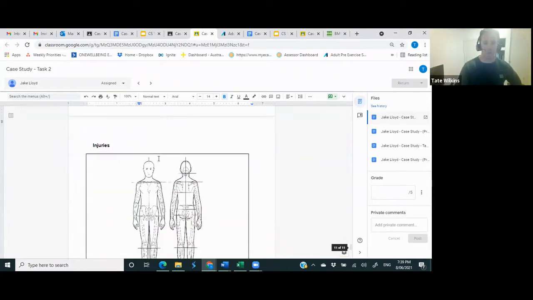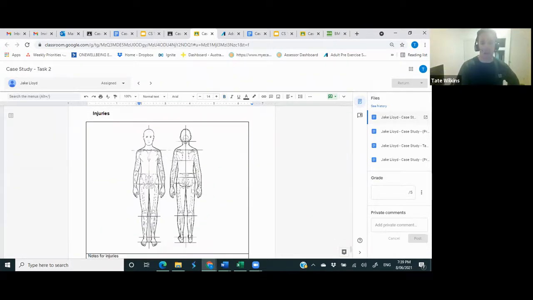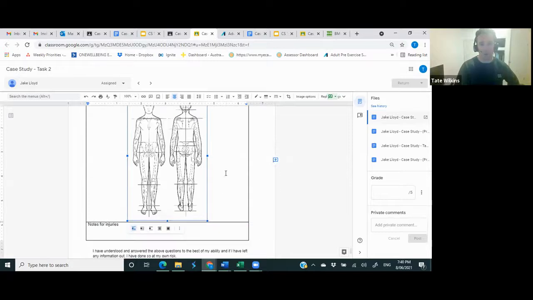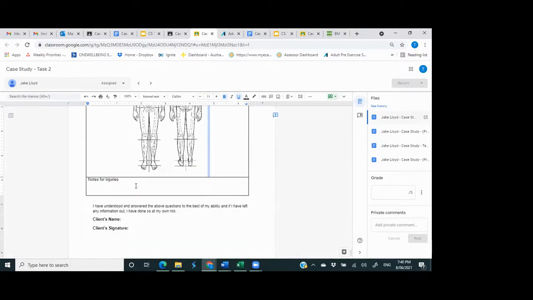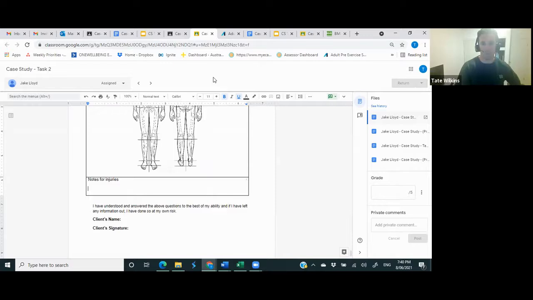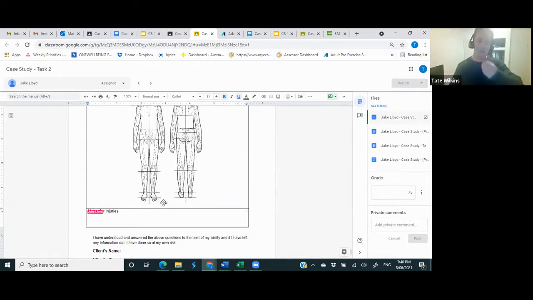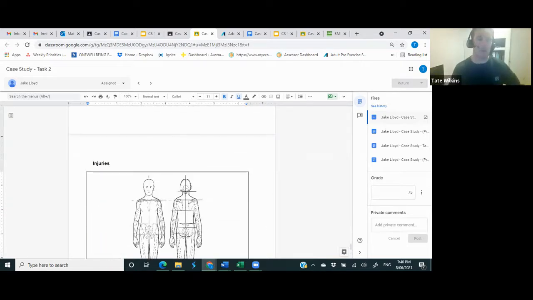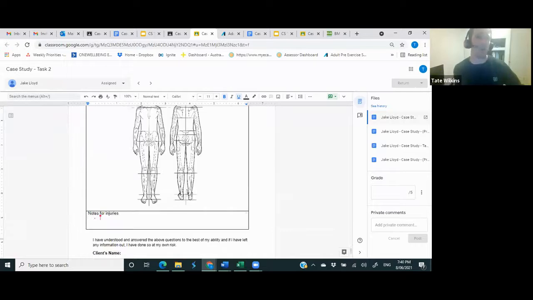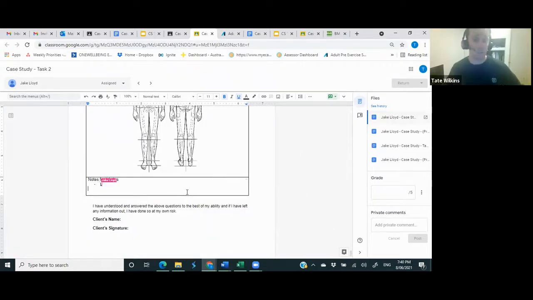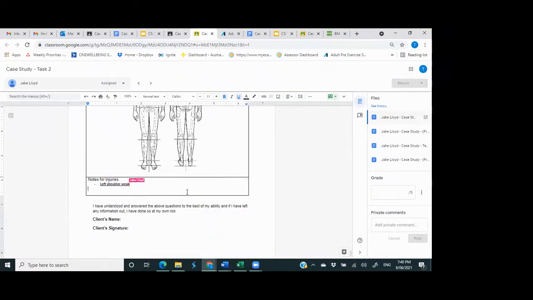So with the injuries, again, if you had this printed out, you could be writing in on the picture where the areas are. But for the notes for today, we'll just write it underneath where it has notes for injuries as dot points. So for me, generally it's I guess left shoulder. Left shoulder is weaker. Weakness or weaker than right? Oh, just weakness. Yeah, that's fine.